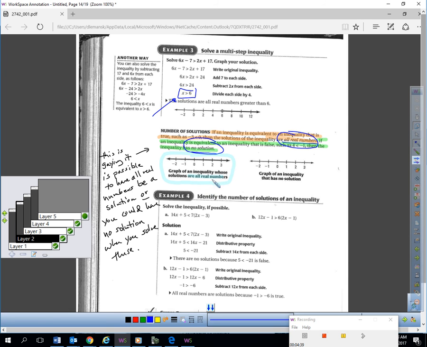Now, the graph of all real numbers would be taking a number line and just shading the whole number line in, showing that everything would work. The graph of an inequality that has no solution would be a number line with nothing graphed on it. Just a blank number line would show no solutions. Let's actually try a few of those just to make sure you can see how that can happen.